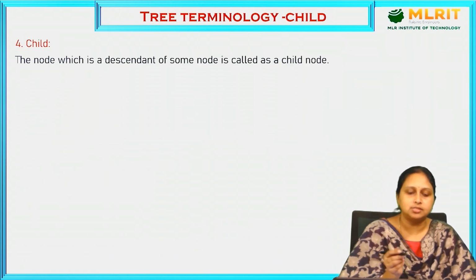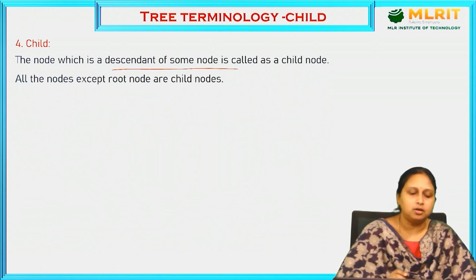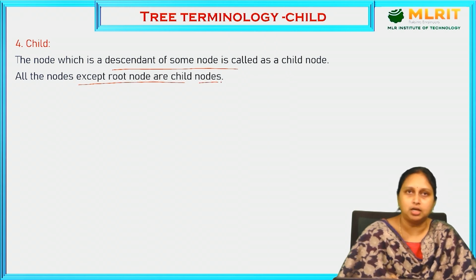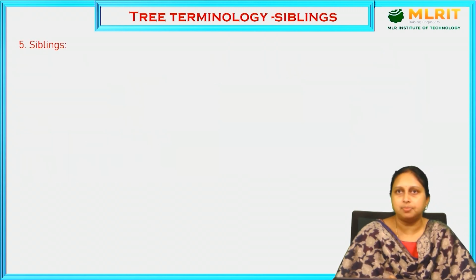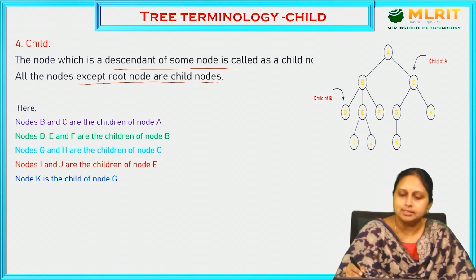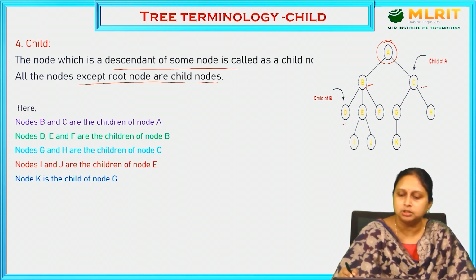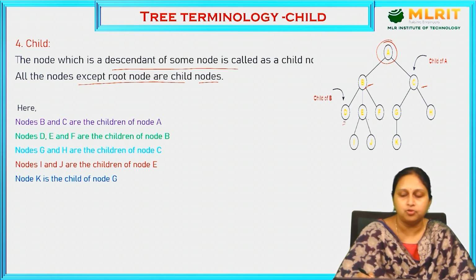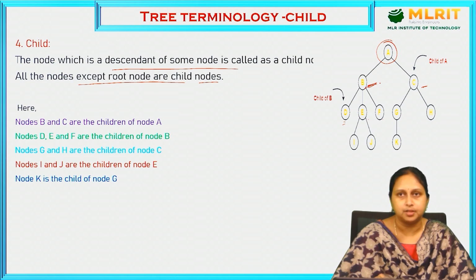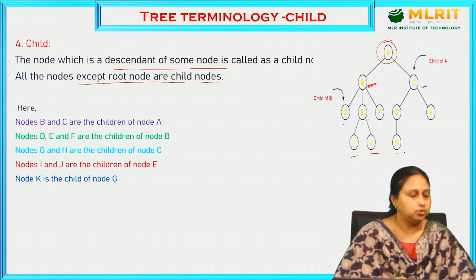The node which is a descendant of some node is nothing but a child node. And here all nodes except the root node are called child nodes. Let us take the example of a tree here, and from this you will understand what a child is. Except the root node A, all remaining nodes are child nodes. For A, B and C are children. And for B, D, E, F are children. Right? This way, we can represent all the children in this tree.